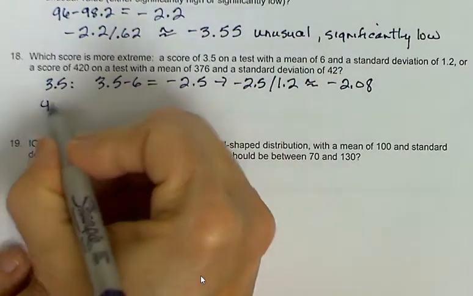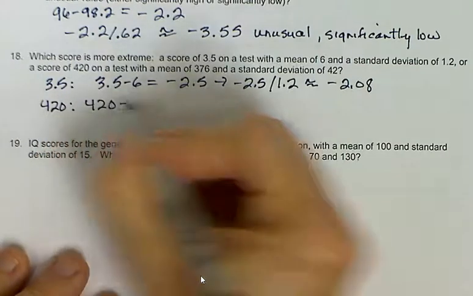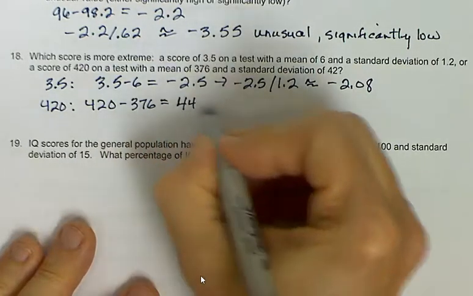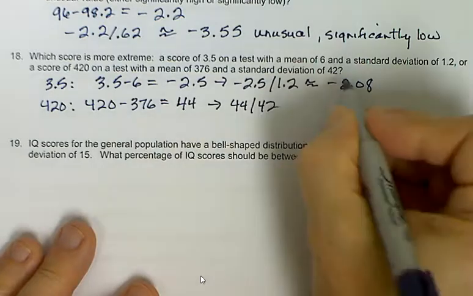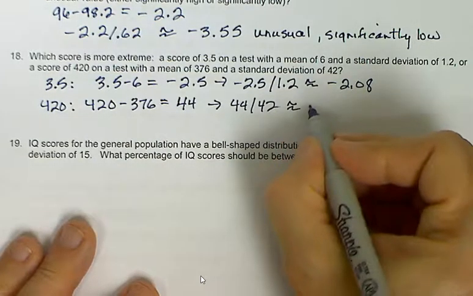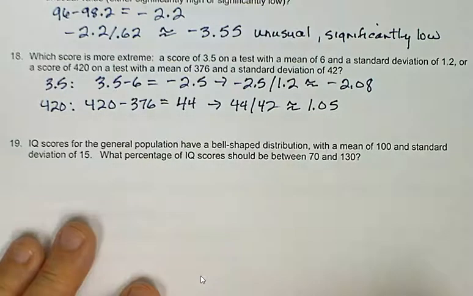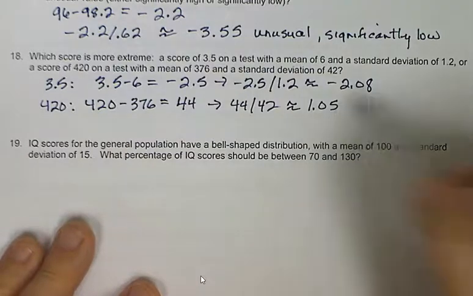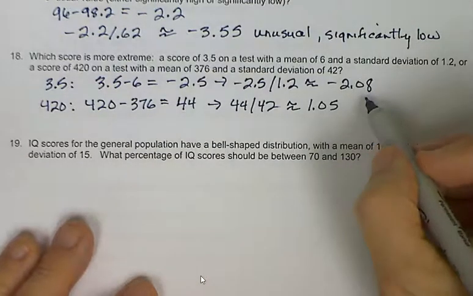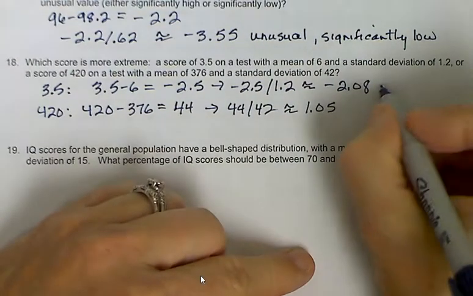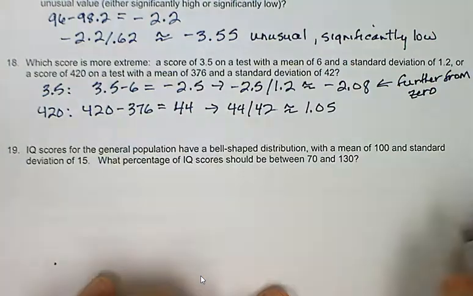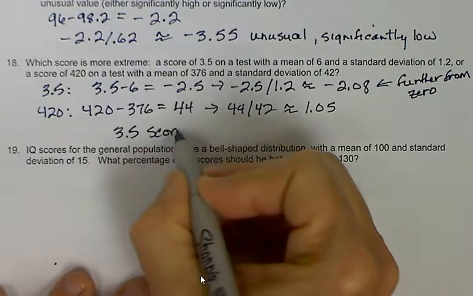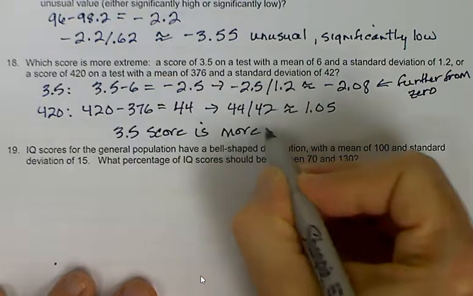Then for our other one, for the 420, we would take 420 minus the mean for that test, which was 376. That gives us 44. Then we would take the 44 and divide by our standard deviation of 42. That gives us approximately 1.05. The question with this one is which score would be considered more extreme. For this, we're looking for which one is further away from 0, and that would be this one. The one that's further from 0 is the one that's more extreme. So the 3.5 score is the more extreme of the two.